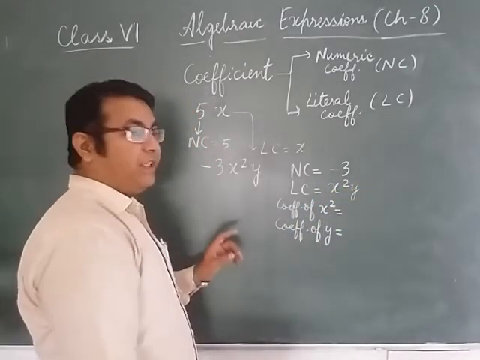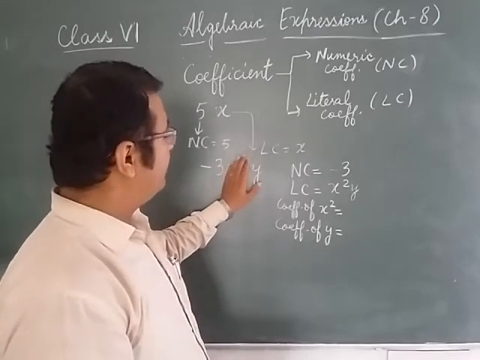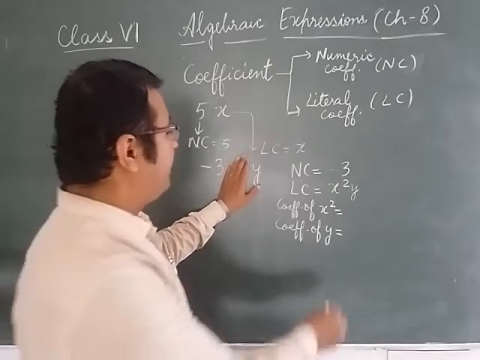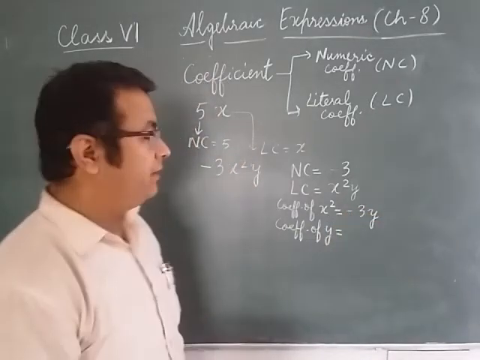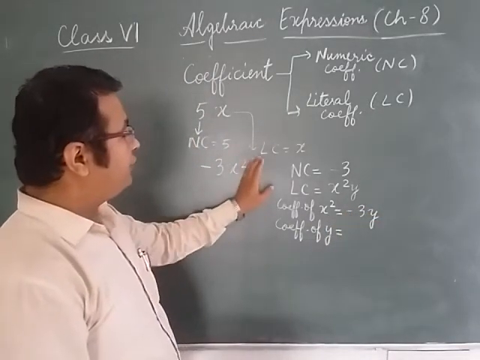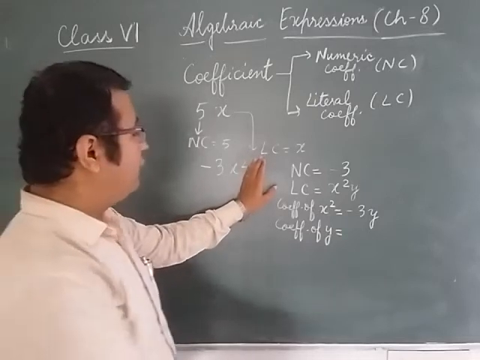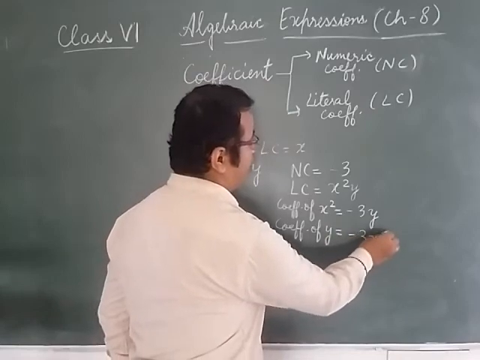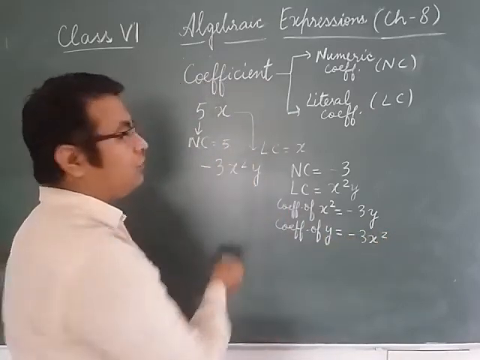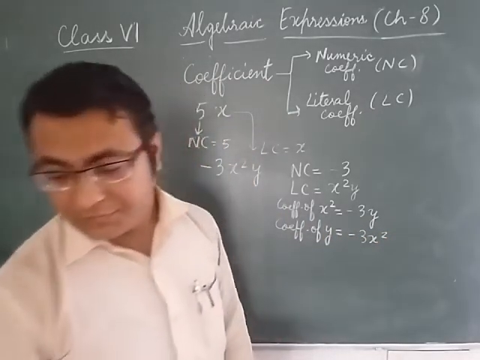To find the coefficient of x square, we will hide x square, and what we are left with is minus 3y. So the coefficient of x square will be minus 3y. Similarly, to find the coefficient of y, we will hide y. What we are left with is minus 3x square. So this is the way to find the coefficients.